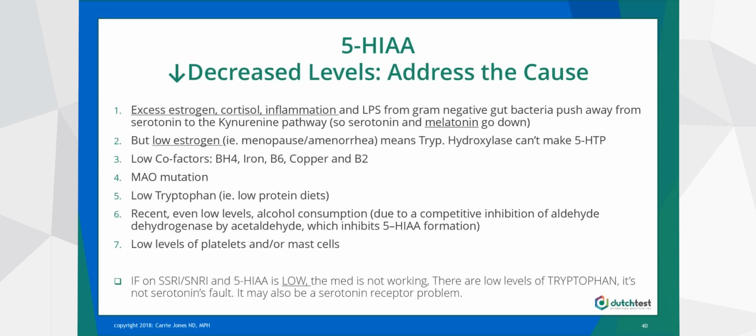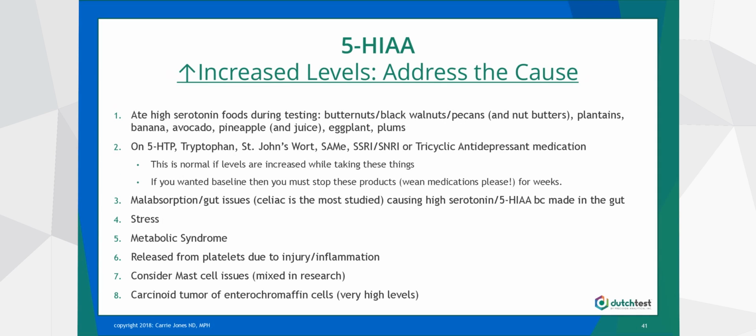If they are on an SSRI or SNRI and their 5-HIAA is low, I don't think the medication is working. Just keep that in mind. The problem is likely tryptophan, not serotonin, but it may also be a serotonin receptor problem. But we definitely see this. So, check their diet, make sure they're getting enough tryptophan in the first place, or maybe work with them on getting their tryptophan up, or working with the practitioner who prescribed the SSRI to get their tryptophan up.